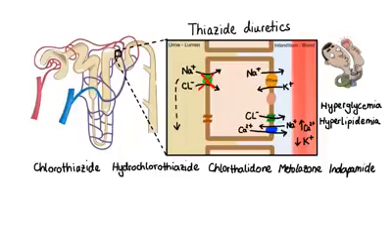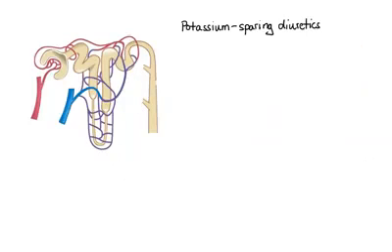Now let's move on to potassium-sparing diuretics. So potassium-sparing diuretics work primarily in the collecting tubule, where they inhibit sodium reabsorption and potassium excretion. Although these potassium-sparing agents are relatively weak diuretics, they are often used in combination with diuretics from the other classes in order to enhance their effects.